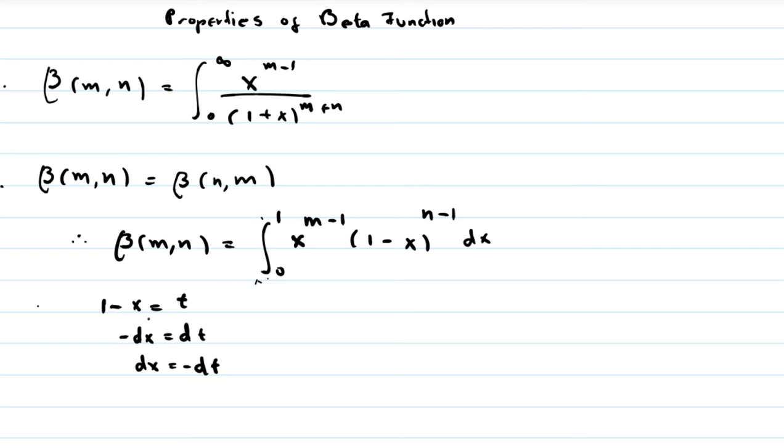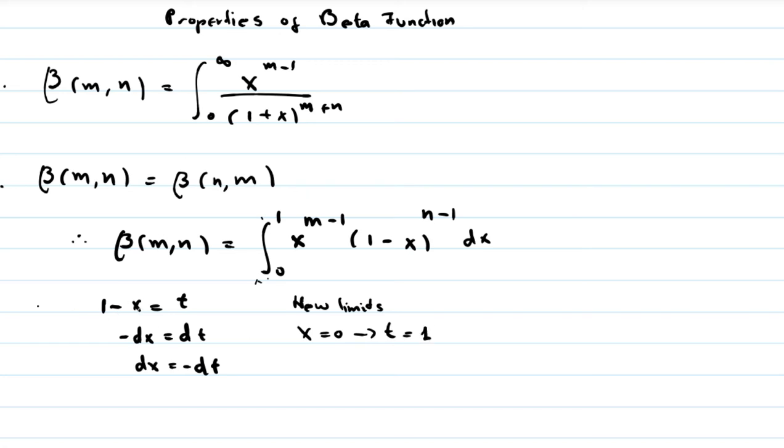Now we want to see what our new limits are, the limits of our function expressed in terms of t. If x is equal to 0, here we have 1 minus 0. So it means that when x is equal to 0, our t is going to be equal to 1.